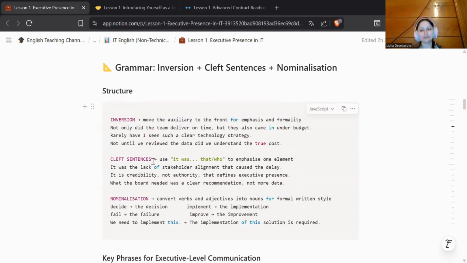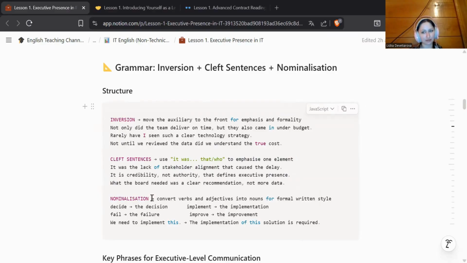Cleft sentences. Cleft sentences is a really nice thing. It was that who. We use it to emphasize one specific element. It was the lack of stakeholder alignment that caused the delay. We use it to emphasize the lack of stakeholder alignment. It is credibility, not authority, that defines executive presence. What the board needed was a clear recommendation, not more data.